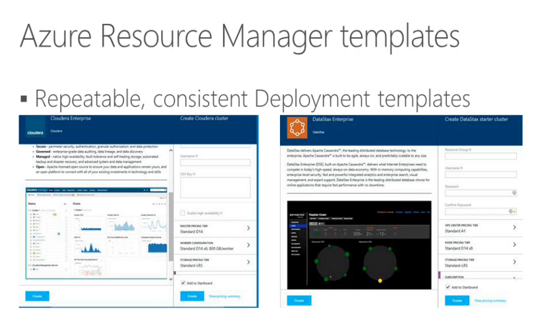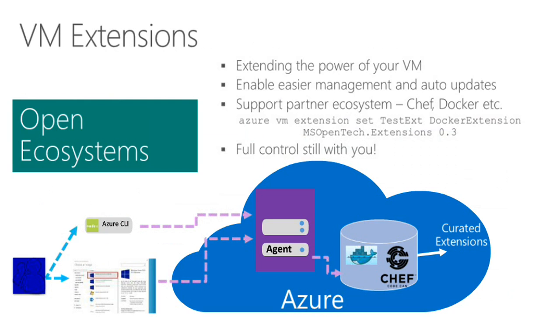So all of these are JSON files, essentially templates that you have composed, describing an application topology, and Azure Resource Manager is able to implement it for you. So this is for when you're interested in creating an entire application topology. I talked about VM extensions.